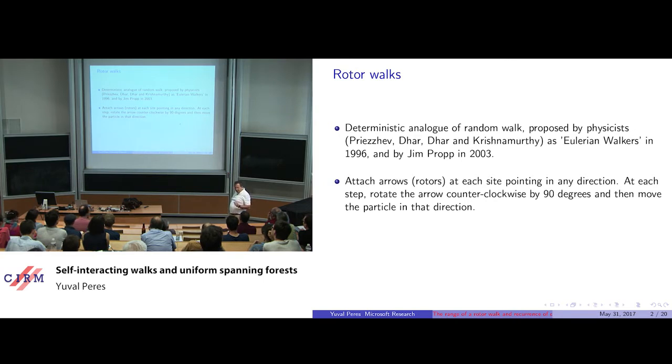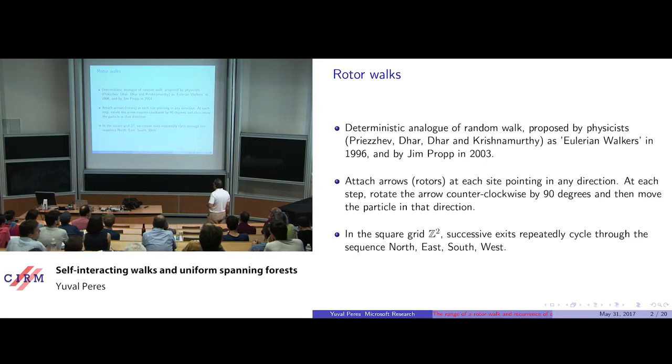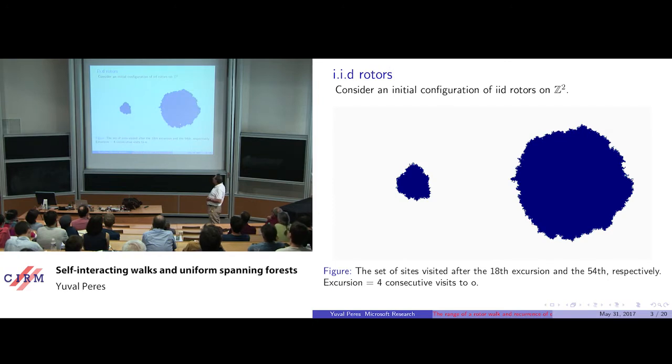And every step, when a particle is at the site, it first rotates the arrow by 90 degrees counterclockwise, and then the particle moves in that direction. So successive exits from a site will cycle through, well, they could start anywhere, and then they cycle through this north, east, south, west sequence.